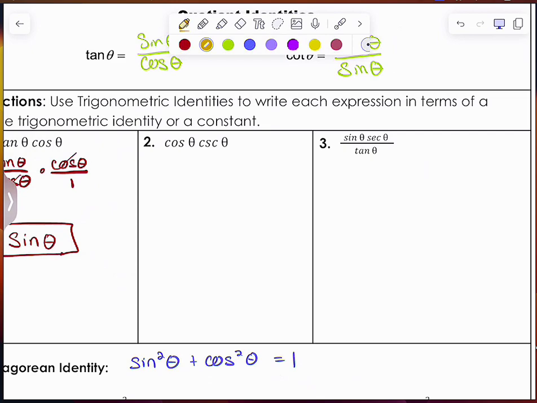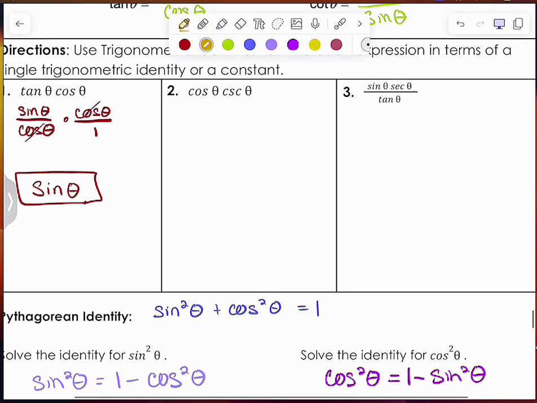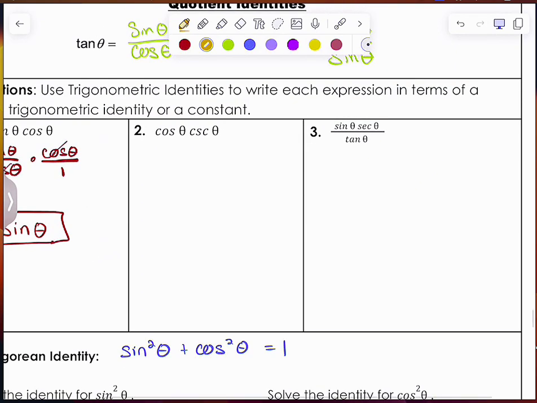I'm going to blank my screen, see if you can get it down to one single trig function. Come on, screen. So get it all the way down until you have one trig function left.